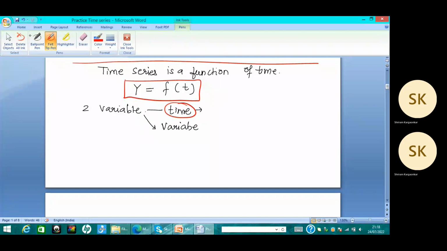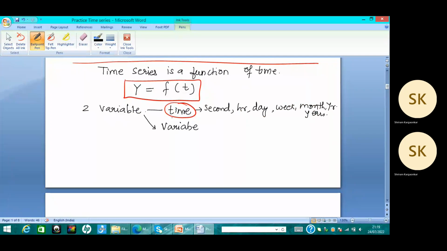Now this time can be anything, right? It can be a second, it can be hours, it can be a day, a week, a month, a year, or years. So from the smallest fraction of time to the longest duration, the time period can be anything.